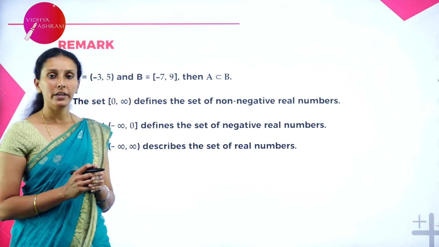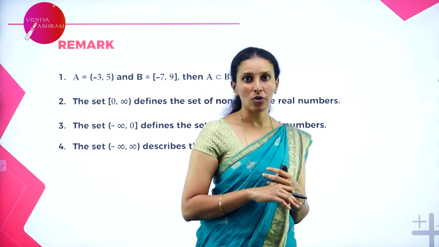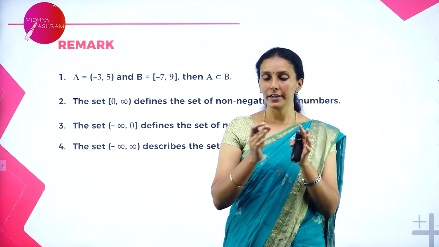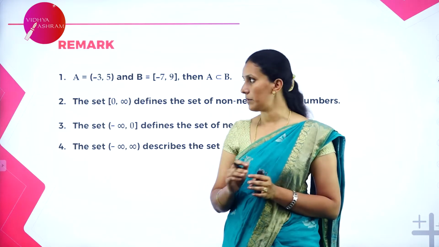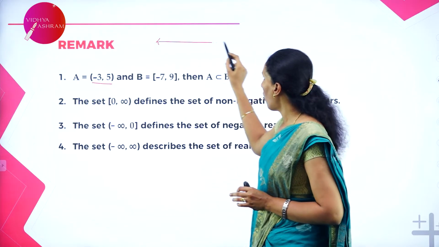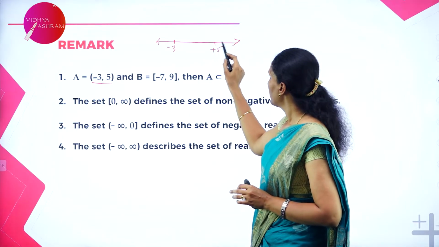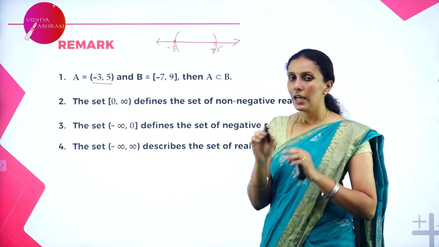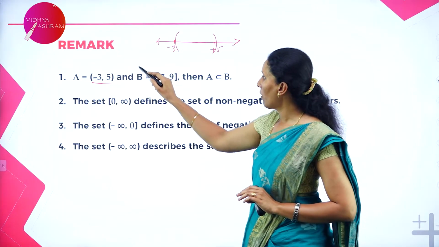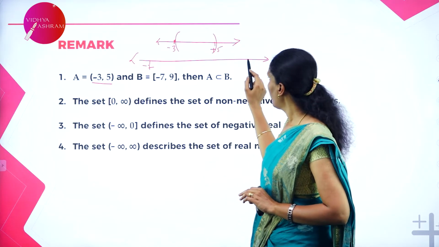Now there are very important points to note. As we learned subsets in the form of a finite set, we can also learn the concept of subset in terms of real numbers or integers or in any number system. So here A = (-3, 5) means I need to take all the numbers from minus 3 to plus 5, excluding the points minus 3 and 5, and when I say B = (-7, 9), I need to take all the points from minus 7 to 9.